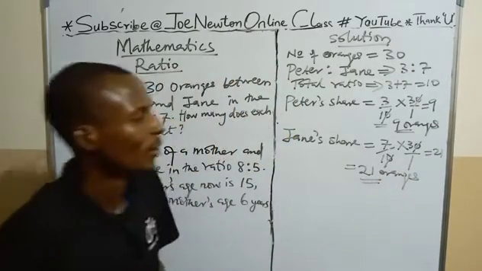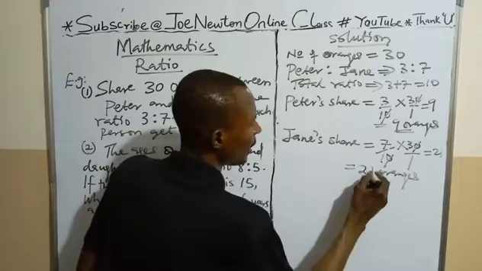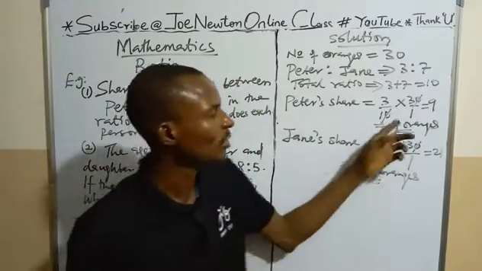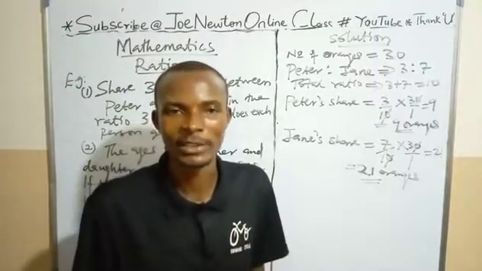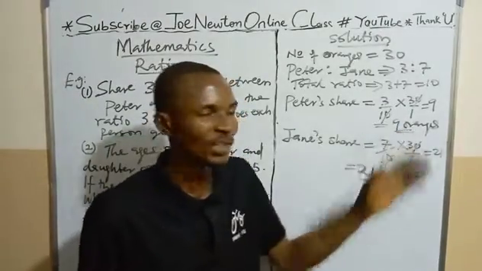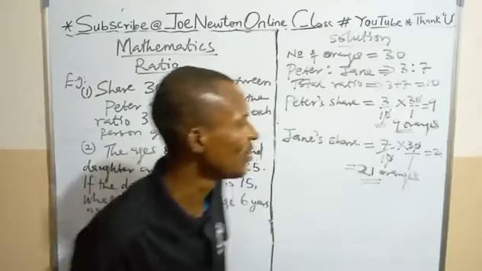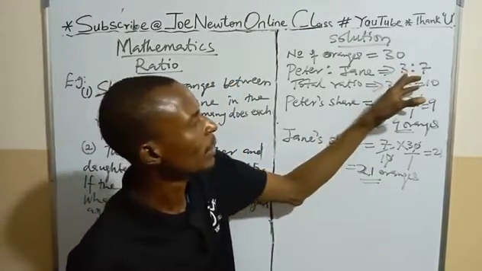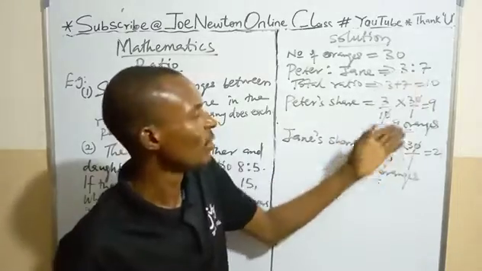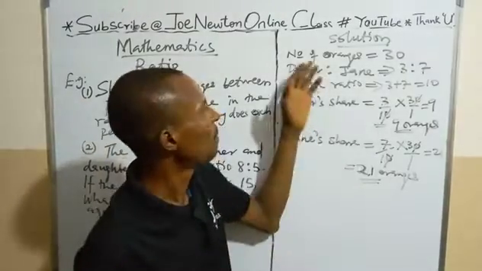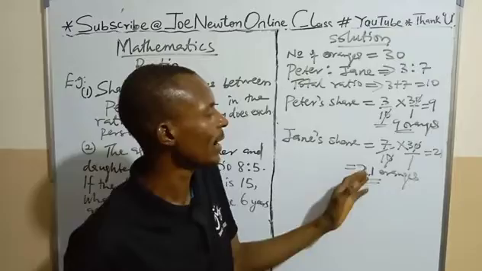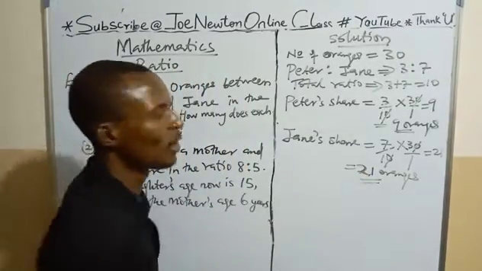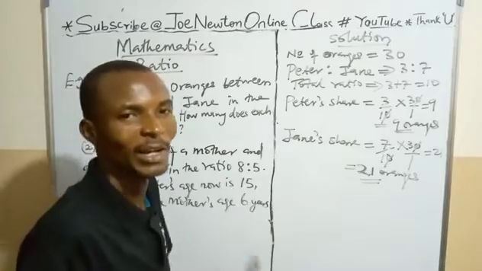Now from this, you can simply see that 21 plus 9 is 30. So 21 oranges plus 9 oranges gives you 30 oranges, which means that the person that has 3 ratio has the lower portion, while the person that has 7 ratio has the higher portion. That is it. Now let us look at question number 2, which is a bit confusing.